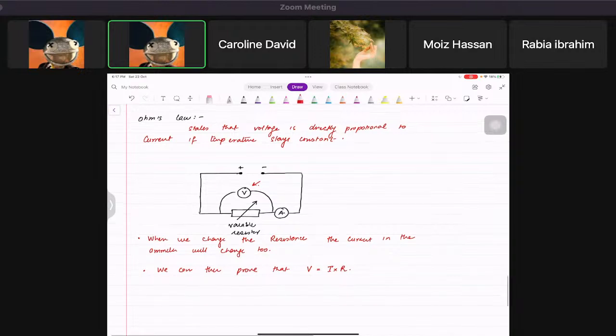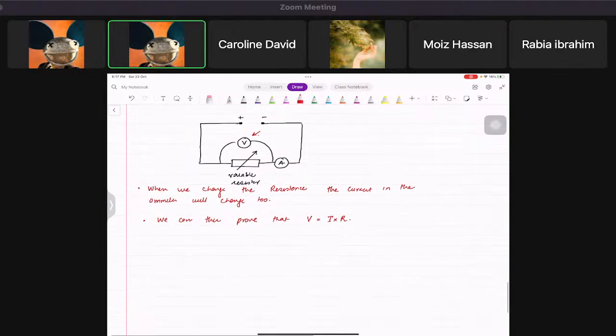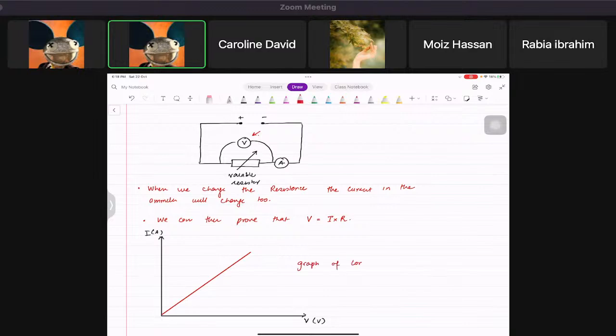And this shows that when we draw a graph between current and voltage, so voltage in volts, current in amperes, it would give us a straight line like that. Okay, this kind of graph is a graph of conductors which follow Ohm's law, and this states that voltage is proportional to current. That's fine. All right, please let me know if you have a question here.